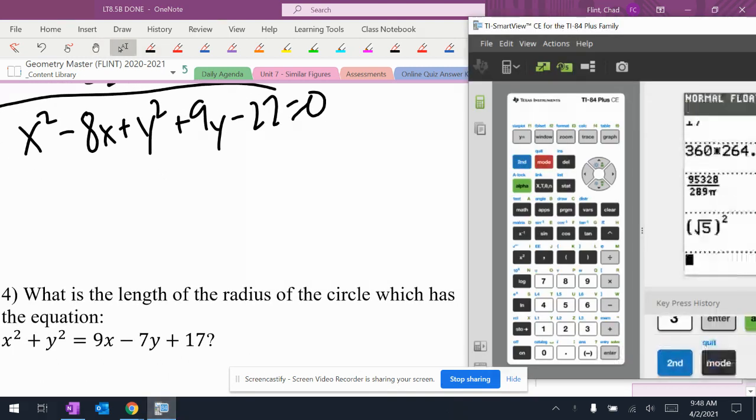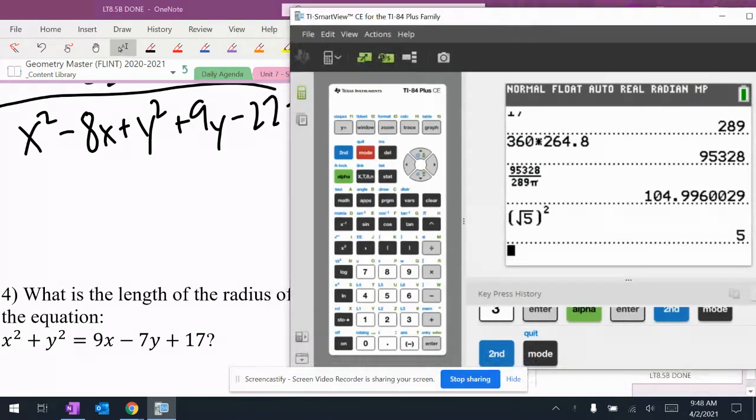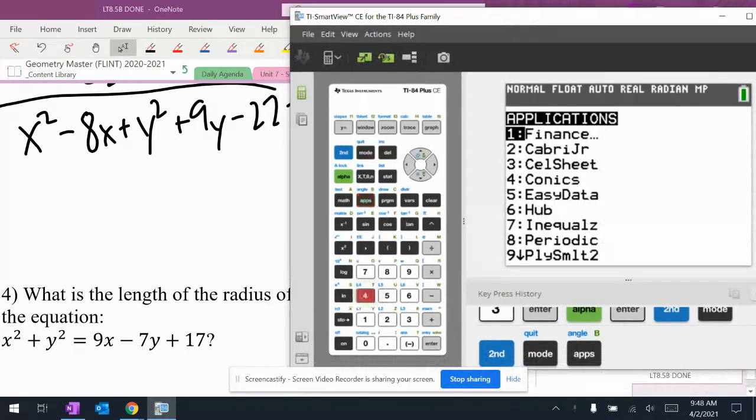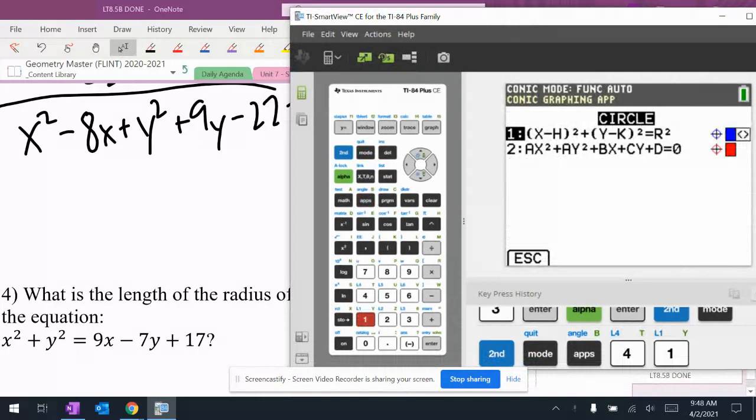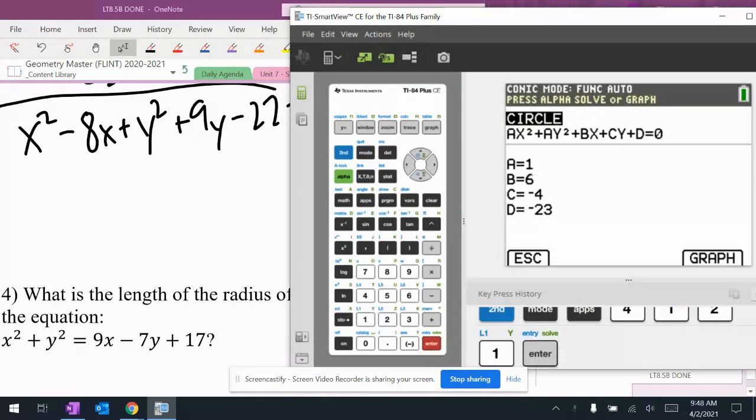So again, I'm going to hopefully be on this main screen here. I'm going to hit apps, and then conics, which is number 4, circle, and then number 2, so it's in that form. A is 1 just about every time. It's in front of the x squared and the y squared. B is in front of the x, so it's negative 8. C is in front of the y, it's a 9. And D is the number by itself, it's a negative 22.